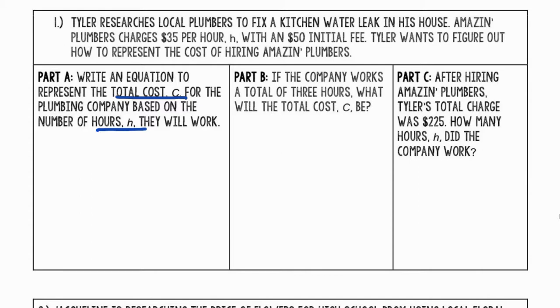So they're telling us we want to write an equation to represent the total cost. I know that I need to say the cost is going to be equal to some expression based on the number of hours. Let's go back to our problem and see where our important information is. They told me that they're going to charge me $35 an hour with that $50 initial fee. So how much is Tyler going to have to pay? Well, remember, he's got to pay that $50 fee no matter what. He's going to have to pay $50.